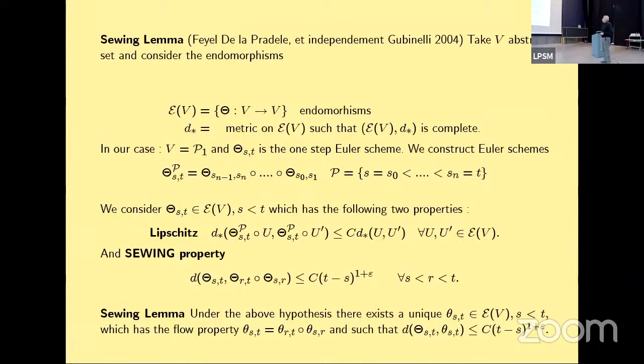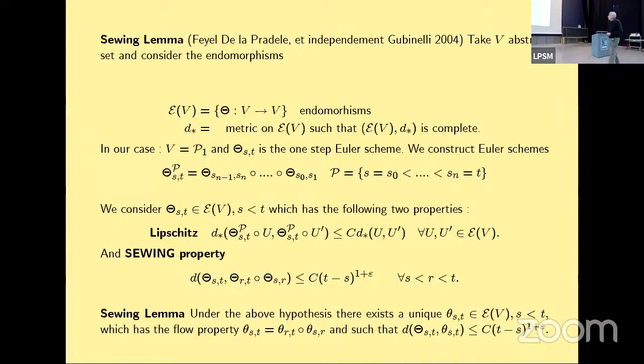The second property, the sewing property, is the following. I have s less than r less than t, and I look at theta st, and I compare it with theta sr, theta rt. If capital theta is a flow, then this is equal to this and this is zero. But generally, capital theta is not a flow. If you take a one step Euler scheme, you will see that it's not a flow. You have an error. But what is asked here is that the error from the flow property is less than t minus s to the power one plus epsilon. So asymptotically, in some sense, you think that this capital theta, the Euler scheme, will have the flow property, which is what you obtain in the limit. So this is the sewing property. You have Lipschitz and sewing property.